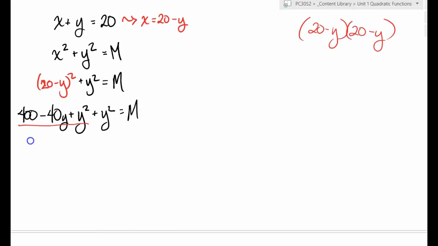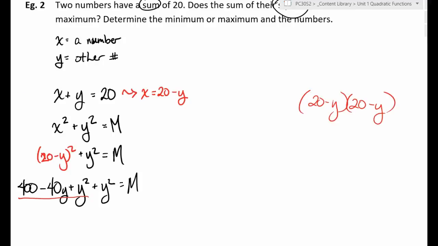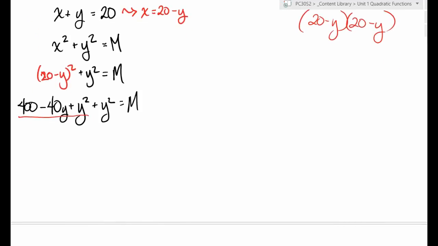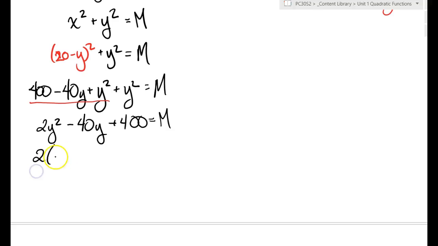Okay, so once I've got that set up, great, except it's not actually helping me talk about maximum and minimum because it's not in vertex form. So again, I'm going to set this up so it's 2y squared. I'm going to rearrange it so it looks more like general form: 2y squared minus 40y plus 400 is my max or min. And I'm going to complete the square: y squared minus 20y, leaving my 400 out here. Well, half of 20 is 10, squared is 100. But I've really added 200, so I'm going to have to subtract 200 over here.